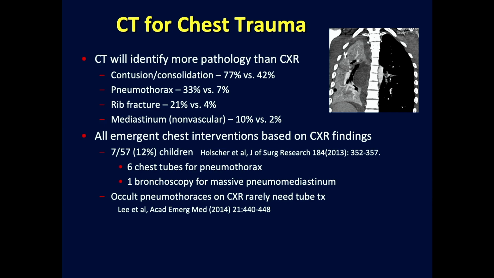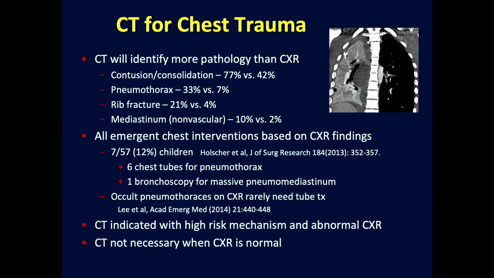This study showed that only 12% of the children had to have any kind of intervention for the findings. They were all chest tubes for a pneumothorax and one bronchoscopy for a big pneumomediastinum, and all of them were visible on chest x-ray. Also, those little occult pneumothoraces that you can see with the CT but not on chest x-ray almost never require any kind of intervention unless the patient gets put on positive pressure ventilation and gets much larger.